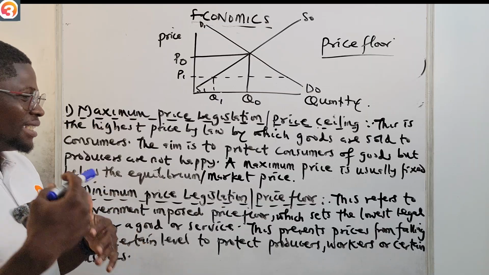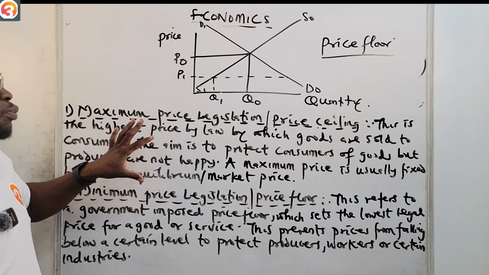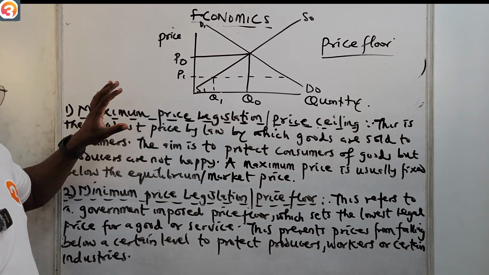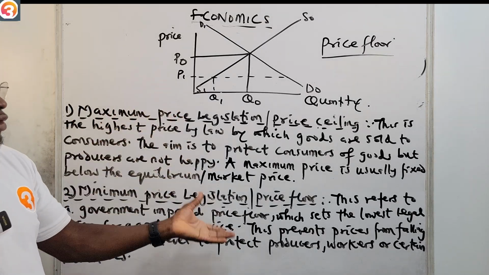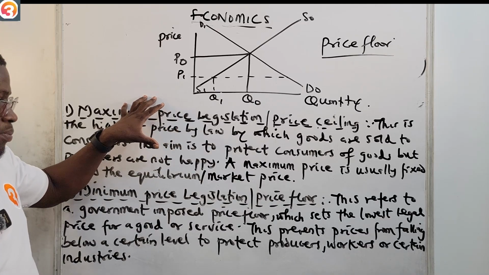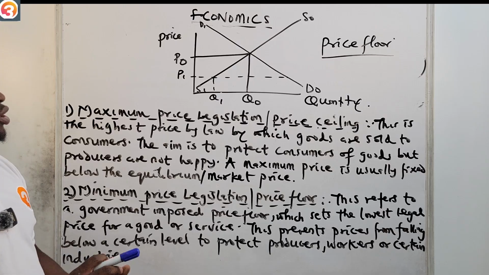The aim of the maximum price is to protect the consumers. Now let us quickly see the effects. Let us complete this graph, then we'll see the effect of maximum price legislation and the effect of minimum price legislation.